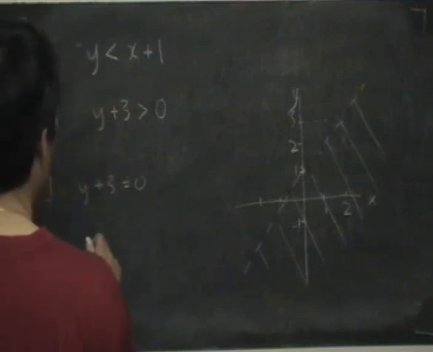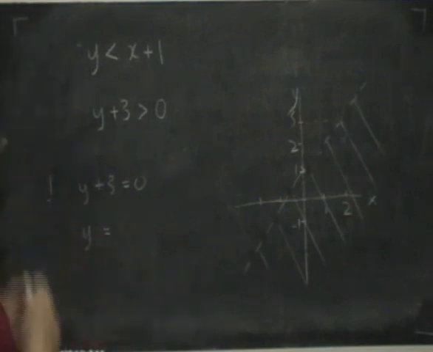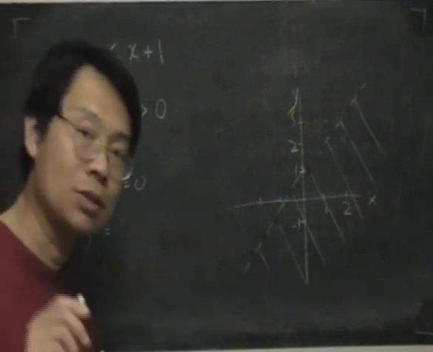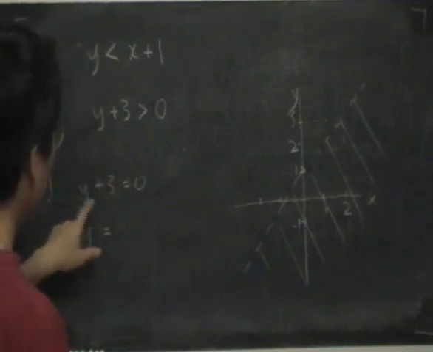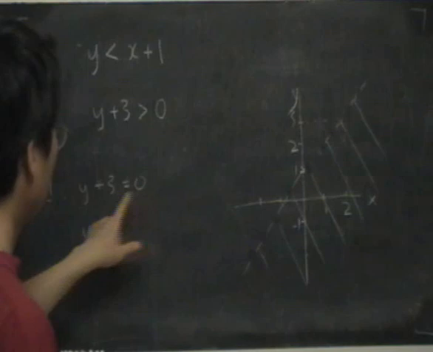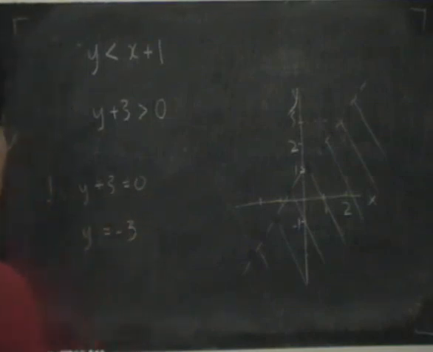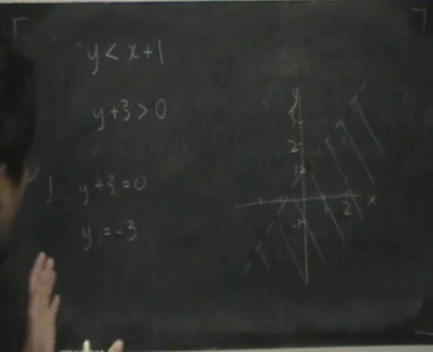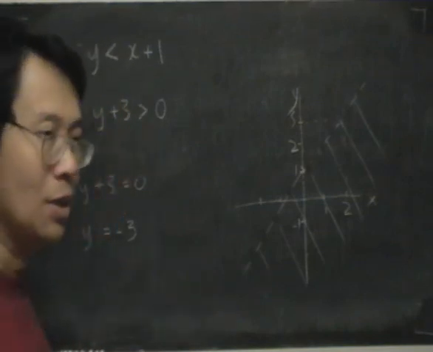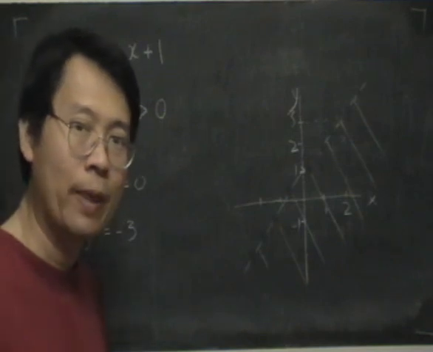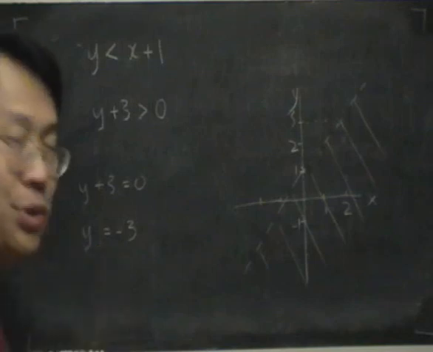Now let me try to write it with y on one side, like for the straight line equation. Now I can have y on one side if I minus 3 from both sides. So then I get y equals minus 3. Now, what does this graph look like? Y equals minus 3. How can I plot a graph if there is no x? There is no x down there.